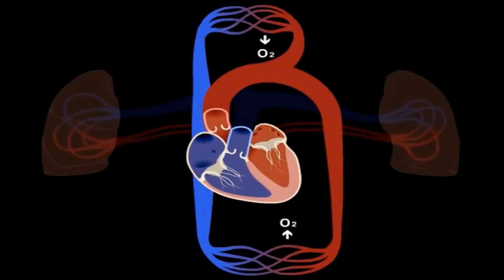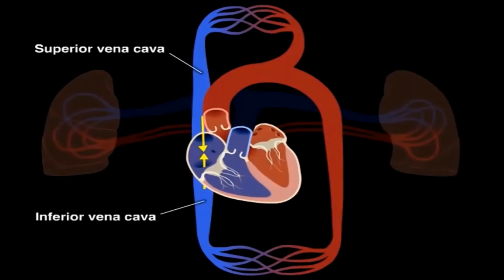In the systemic capillaries, oxygen is exchanged for carbon dioxide, resulting in oxygen-poor blood. The oxygen-poor blood enters the right atrium via superior and inferior vena cava.